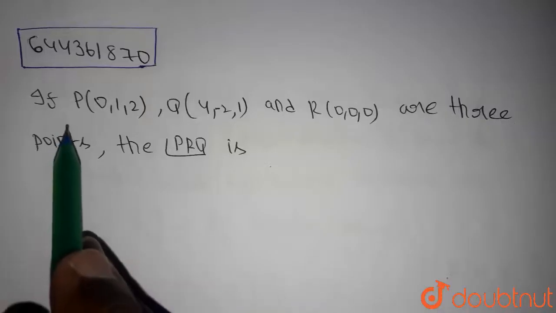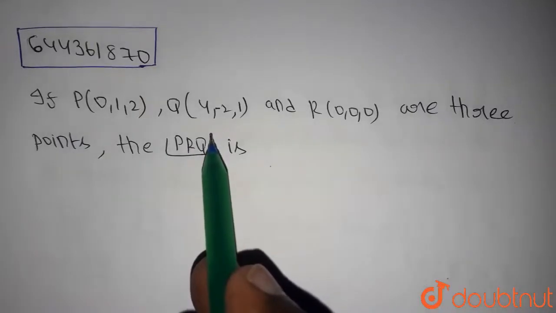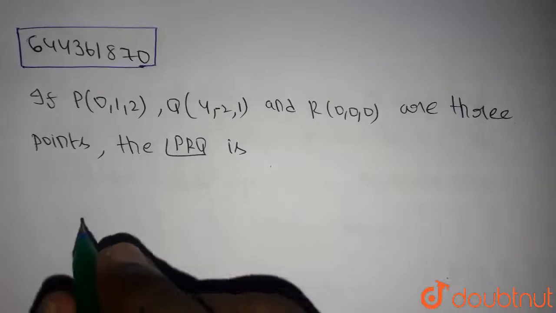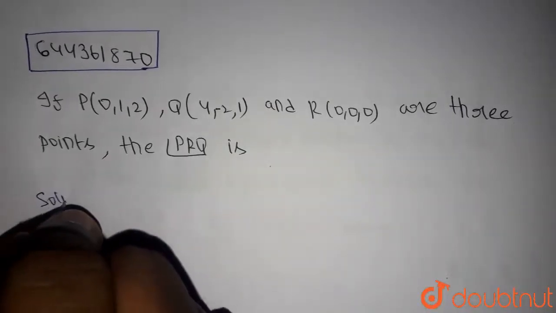Hello guys, this is today's question. We are given 3 points, P(0, 1, 2), Q(4, -2, 1), and R(0, 0, 0). Then we have to find the angle PRQ. Let's get into the solution.